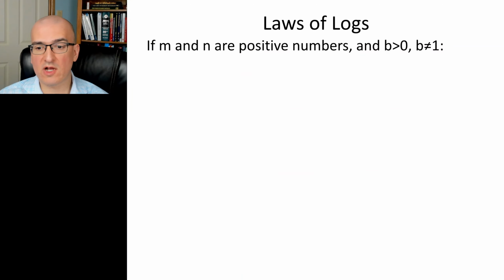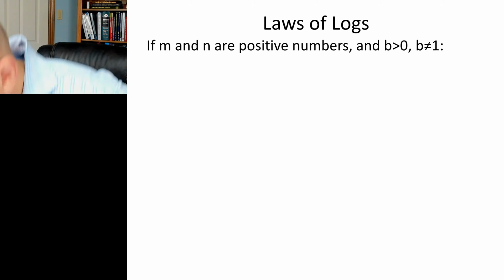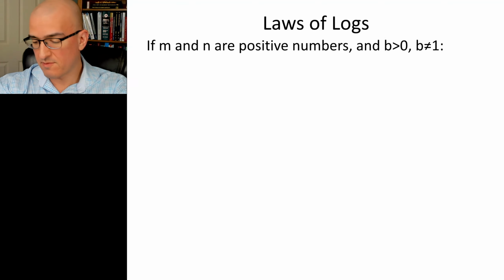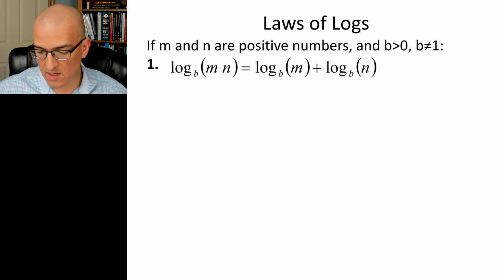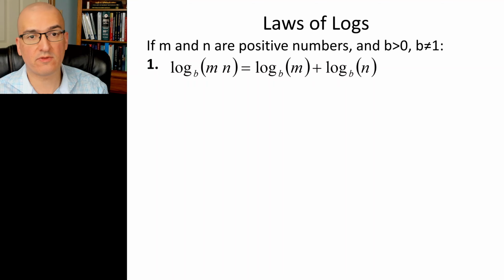No matter what type of log base we have, the same laws of logs apply. I'll go through them. For m and n being positive numbers, and b, the base of the log function, being positive and not equal to 1, we have the following properties. First log property: log base b of m multiplied by n can be rewritten as log of the first plus log of the second. Now the base doesn't change when we do this. The base stays the same in all three pieces.